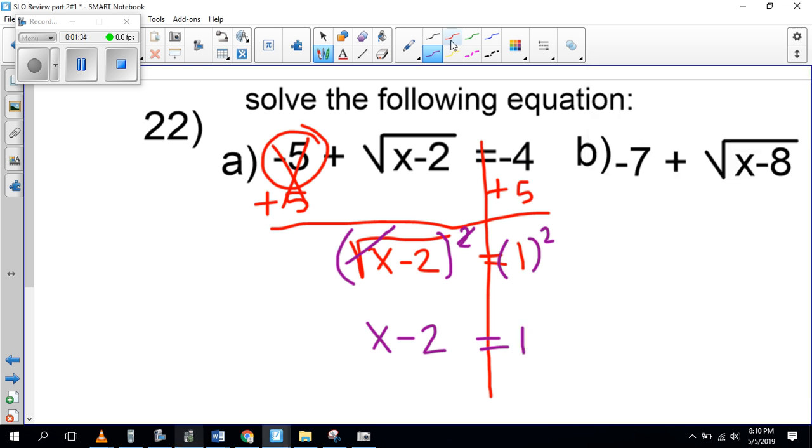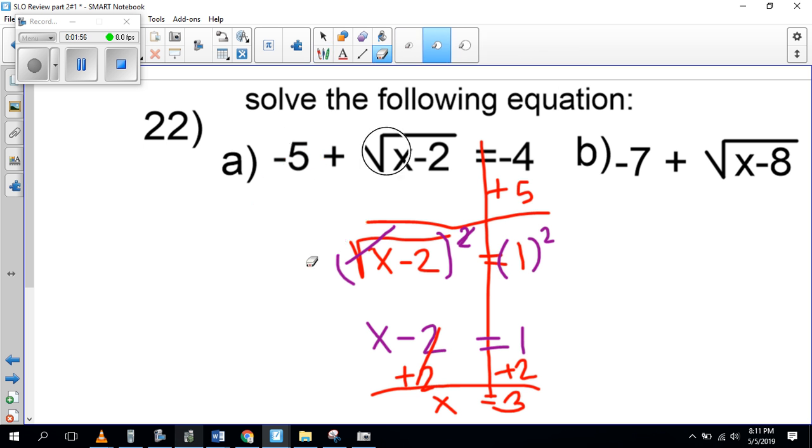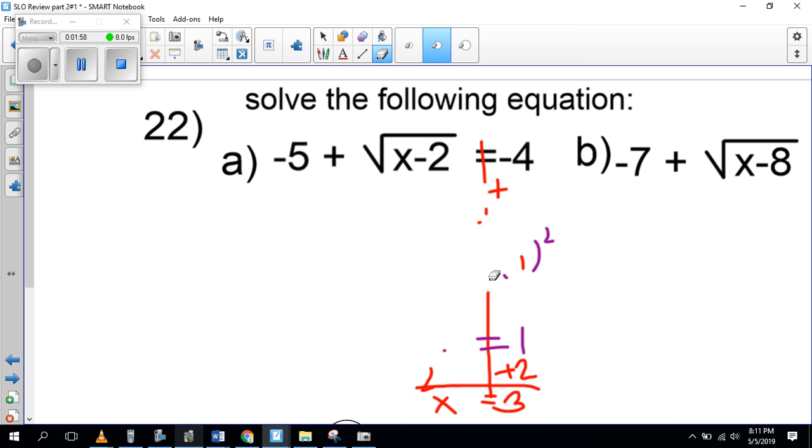Now we're basically solving for x. So the negative 2 is the only thing we need to get rid of, so we add 2 to both sides. We get x equals 3. So the first thing we had to do was get rid of this. So I will show you another example and you would do the rest. Okay?